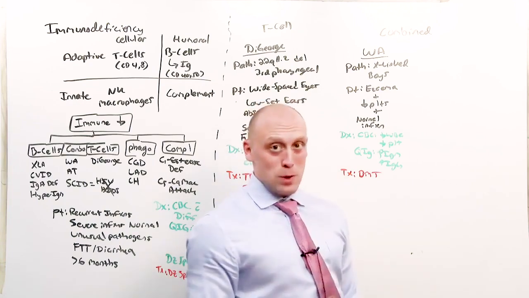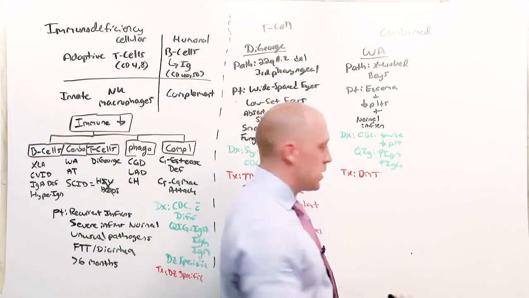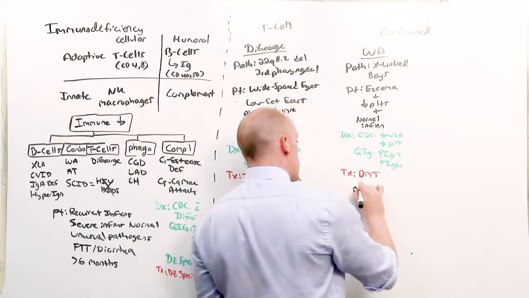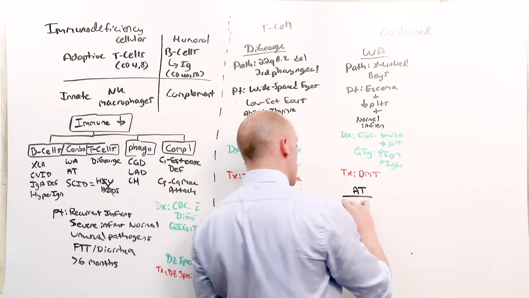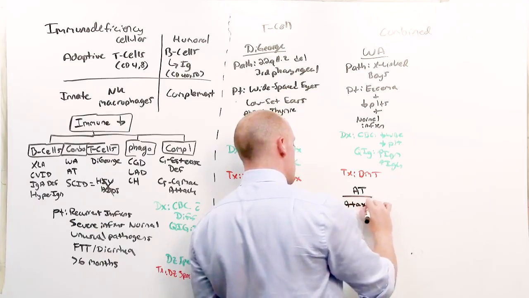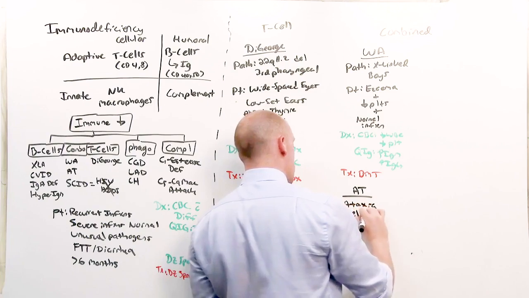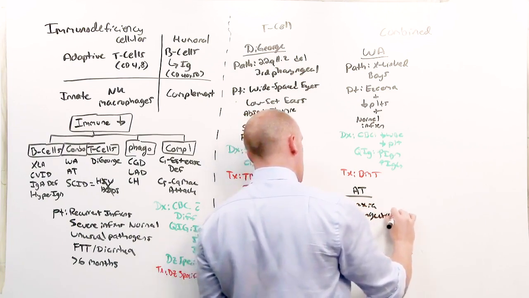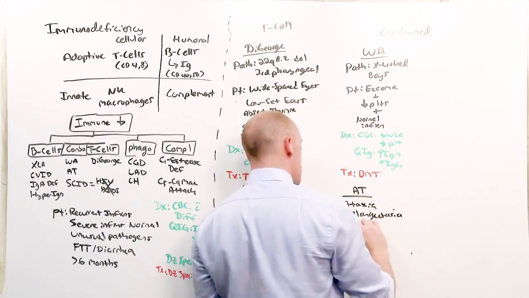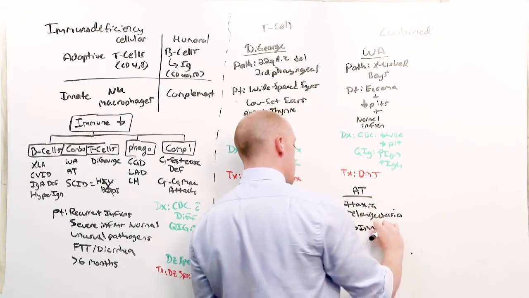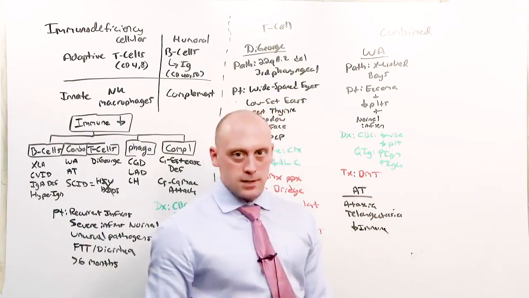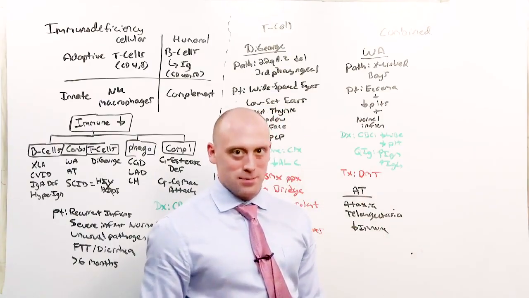That's the one you have to know the most about on the combines. The other ones get much easier. Ataxia telangiectasia. Guess what that one's about? You guessed it. Ataxia, telangiectasia, and immunodeficiency. Just to be able to identify that combination as ataxia telangiectasia as a disease.